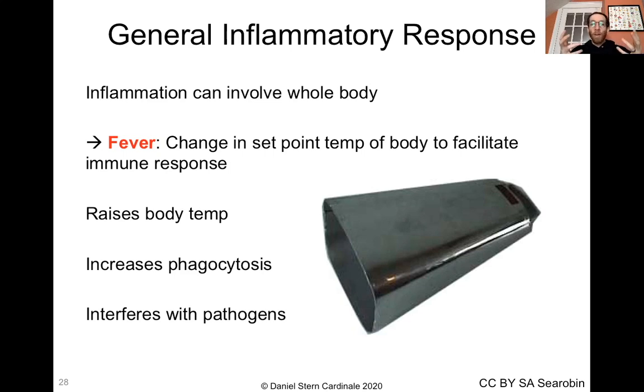You raise the body temperature, and that, one, increases phagocytosis, and it basically helps your white blood cells function. They actually function better at a slightly higher temperature than 37 degrees Celsius. So you bump it up a couple degrees, and your immune response is going to be stronger. And it interferes with the pathogens, because the pathogens are adapted for 37 degrees Celsius. Well, if you bump the temperature up a few degrees, now you're outside of their Goldilocks zone, and they're not going to function as efficiently. So you raise the temperature, it makes it easier for your body to fight the infection, and it makes it harder for the pathogens to fight back.